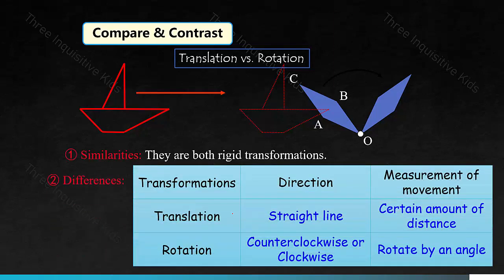Here are the differences. In translation, you move in a straight line. In rotation, you either move clockwise or counterclockwise. For example, in translation, when you're saying the direction, you have to say from point O to point A, or towards point A, or something like that. And the measurement of movement is also different. In translation, you move a certain amount of distance. And in rotation, all you have to do is measure the angle.